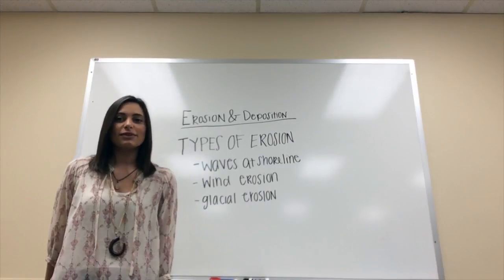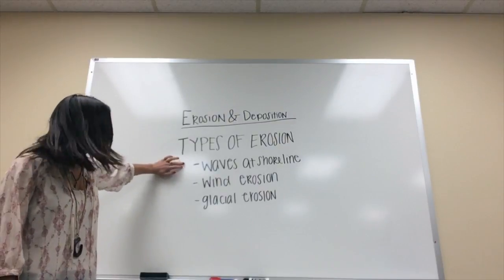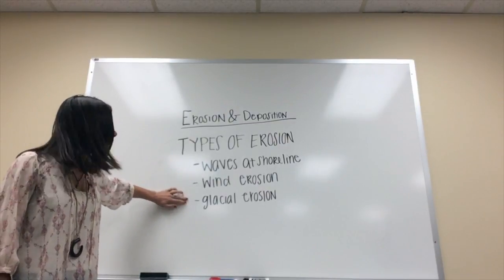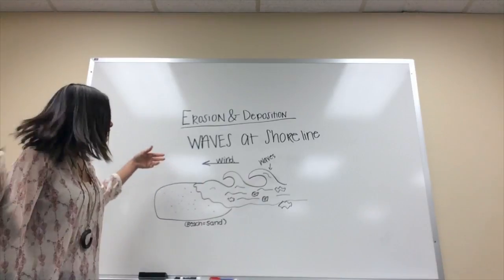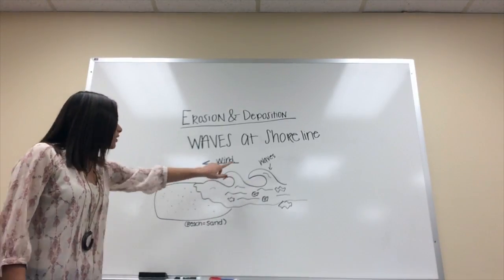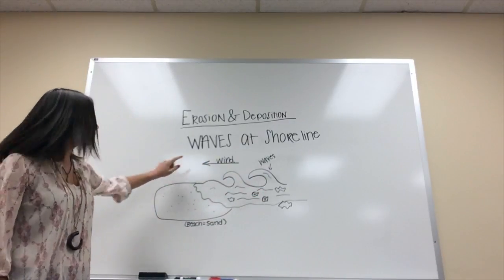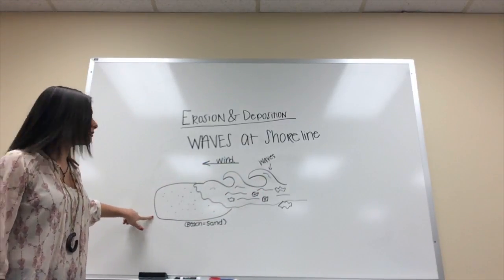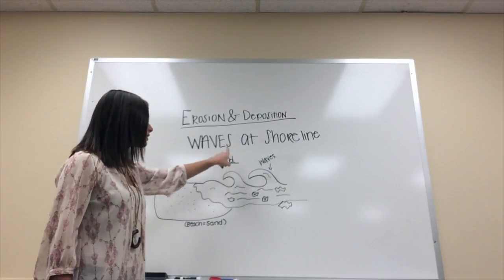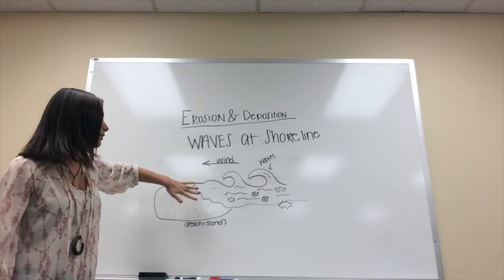There are three types of erosion that we will be studying: waves at a shoreline, wind erosion, and glacial erosion. This is an example of waves at shoreline erosion. These represent the waves, this is the wind, and here's the sand and shoreline. The wind picks up and blows the waves and pushes the water into the shoreline.